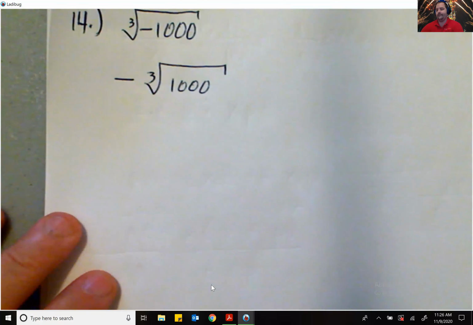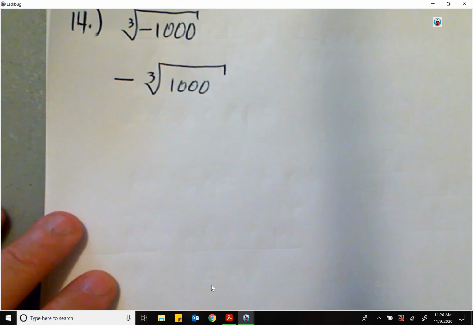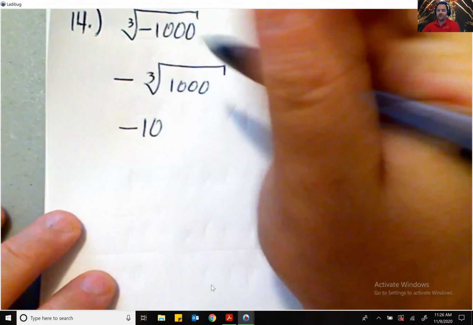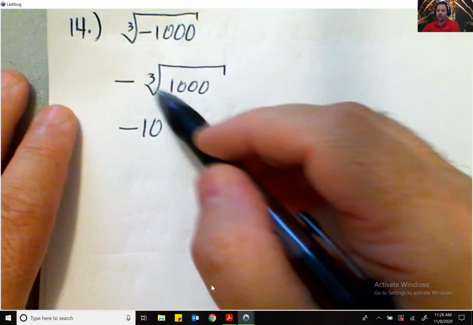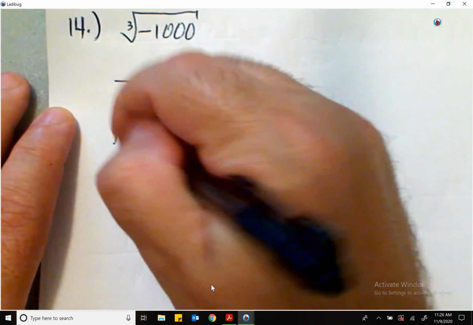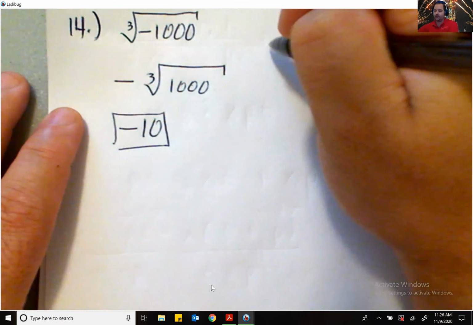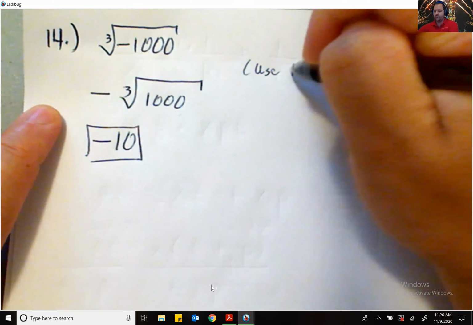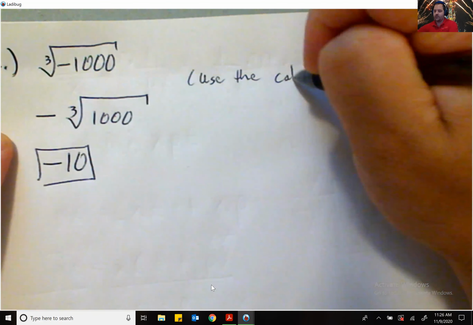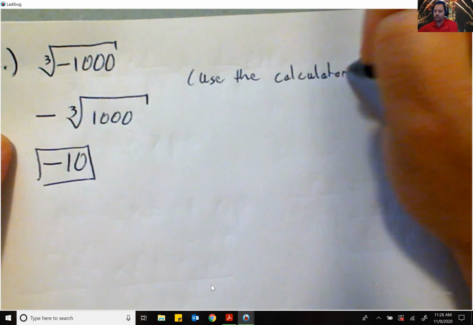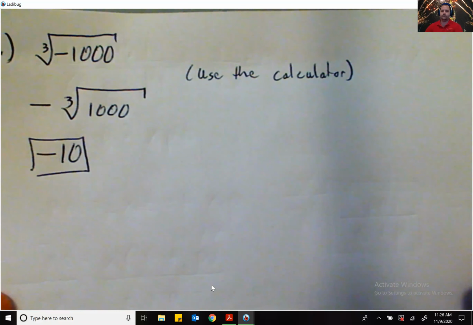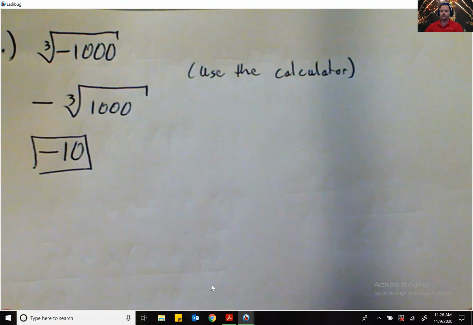So now what? Just find the cube root, which would be negative 10. Yes, that's right. You could have actually just used your calculator from the very beginning, because the cube root of 1,000 is 10. So the answer is negative 10. Use your calculator, let it help you out. Okay, everyone good so far?